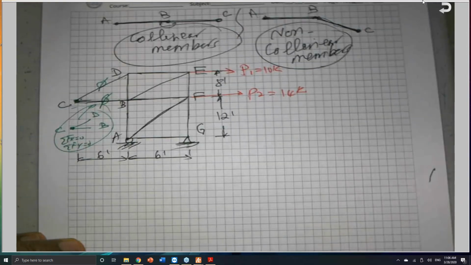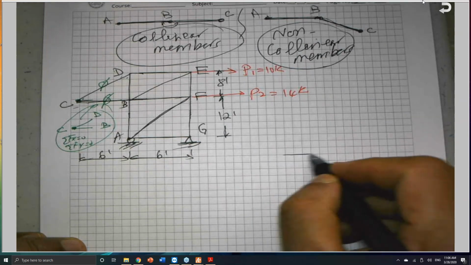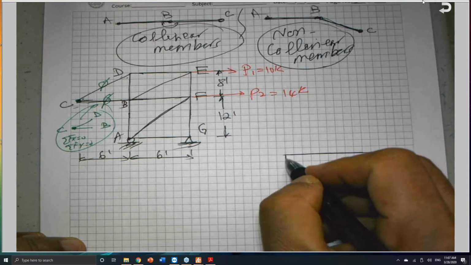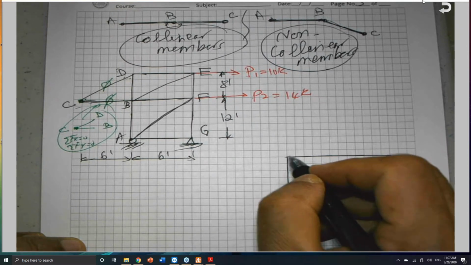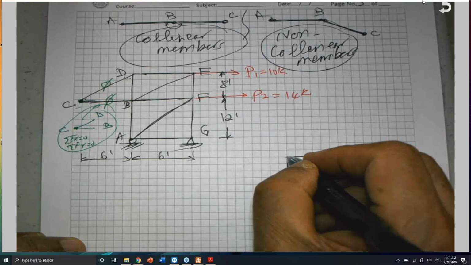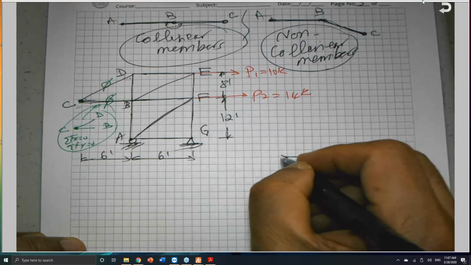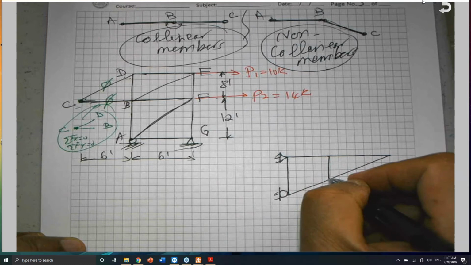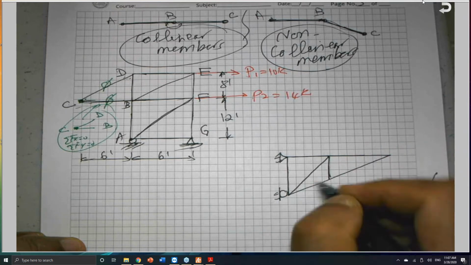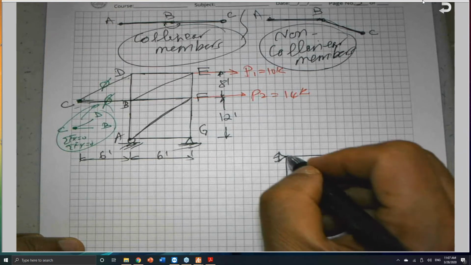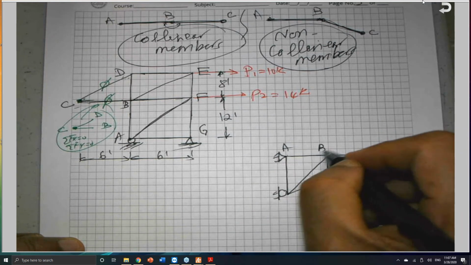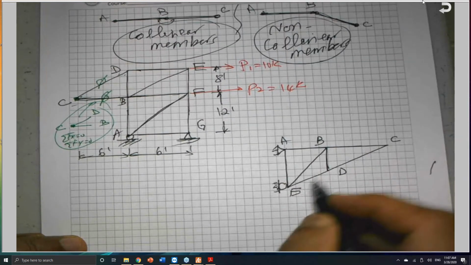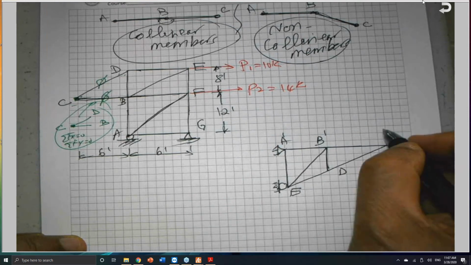Okay. If you have a truss like this, A, B, C, D, and E, and assume that these distances are given.